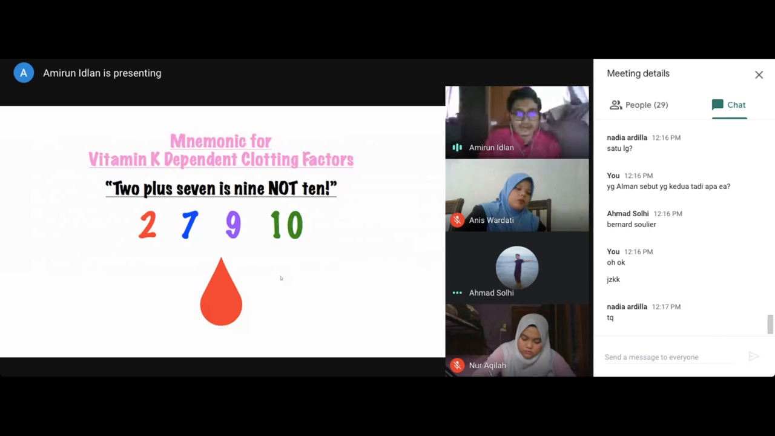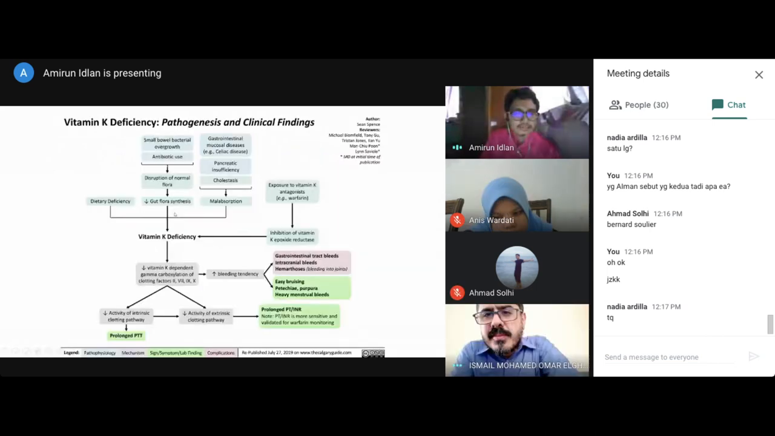And another reason, when a mother uses antibiotics during pregnancy, it will also cause this small bowel bacteria overgrowth. Because of this, there will be destruction of normal flora and also reduced gut flora synthesis. Therefore, there will be vitamin K deficiency, which is vitamin K2. Another example is exposure to a vitamin K antagonist, like I said before, which is warfarin. When used by the mother, warfarin will inhibit vitamin K, so there will be reduced vitamin K, causing vitamin K deficiency. That will later on cause vitamin K deficiency bleeding in the newborn.